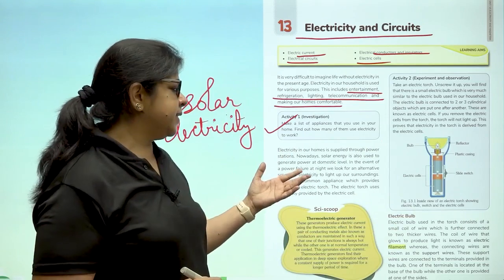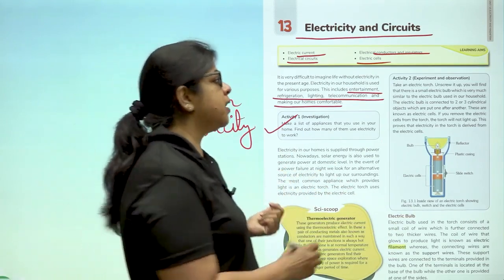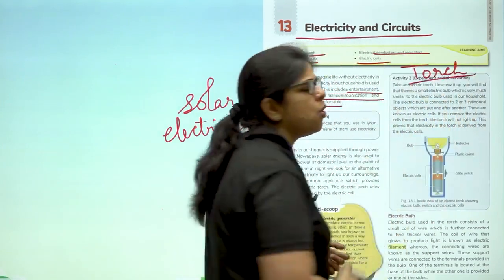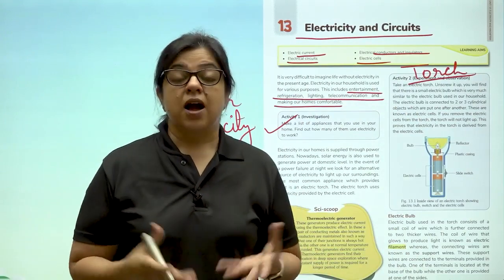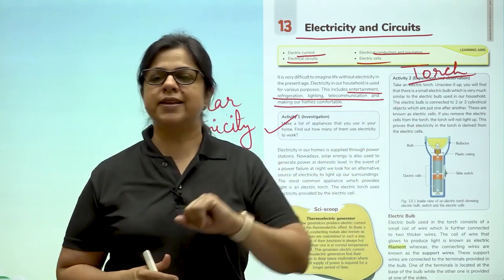So as we can see, electricity is an important part. Whenever there is a power cut, we like to use the torch. So we all know you switch on the torch and there is light. How does this happen? We are going to get into this also a little later.